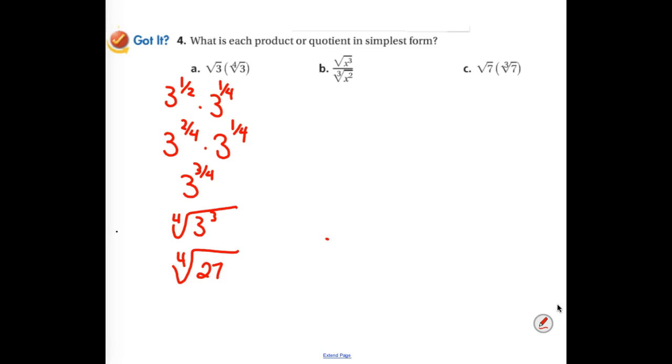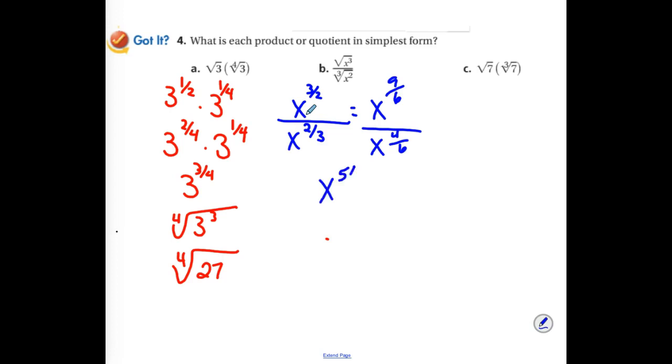All right, I'm going to pause the video. I want you guys to try the next 2. All right, let's rewrite these in rational exponent form. So we have x to the 3/2 divided by x to the 2/3. What denominator would we get? 6. All right, so converting, we'd have x to what power? 3/2 is the same as 9/6, and 2/3 is the same as 4/6. We can now subtract our exponents. 9 minus 4 would be 5/6. It was given in radical form.